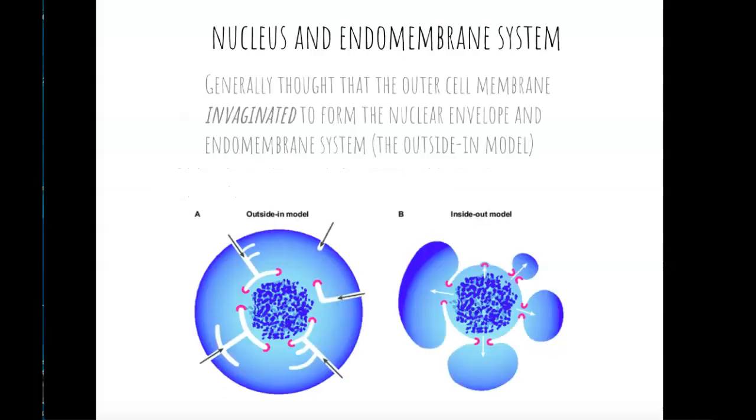One question that comes from this is, where did our nucleus and our endomembrane system come from? It's generally thought that the outer cell membrane invaginated to form the nuclear envelope and the endomembrane system. This is what we call the outside-in model. Invaginate means that the outer cell membrane folded in on itself and therefore created a double membrane inside the cell. And that is where our endomembranes came from in more complex cells.